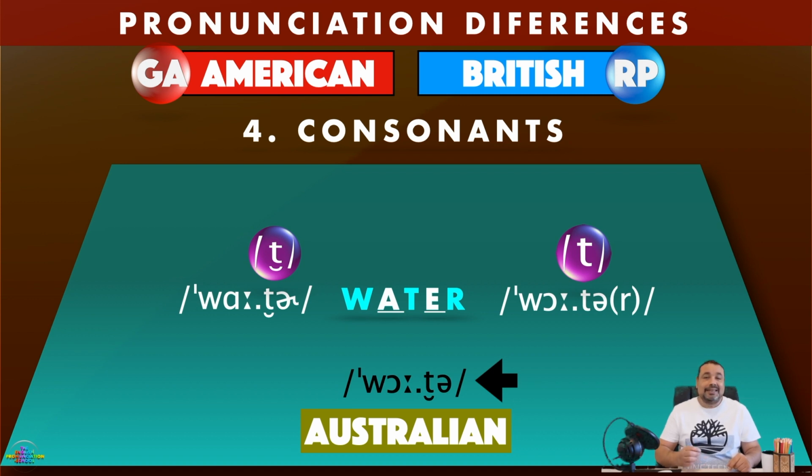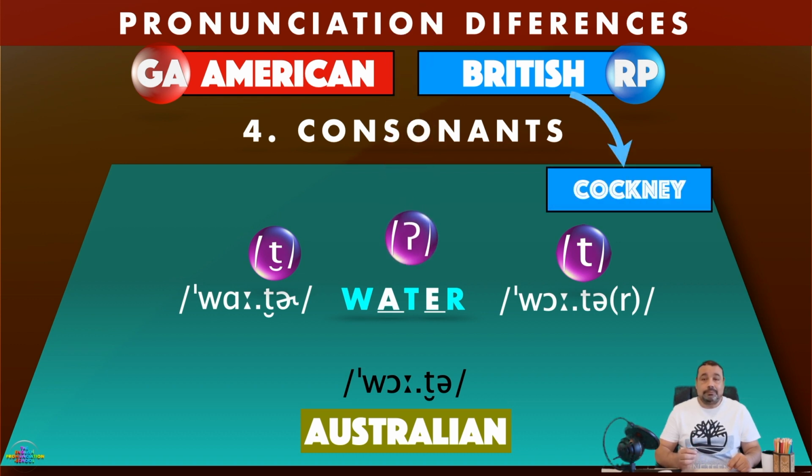But there is more, the glottal T sound. In some subvarieties of English, such as the British Cockney accent, this flap T is pronounced as a glottal contraction. So this word may have four different pronunciations. Number one, water, American. Number two, water, British. Number three, water, Australian. And number four, water, Cockney accent. Again, very easy.